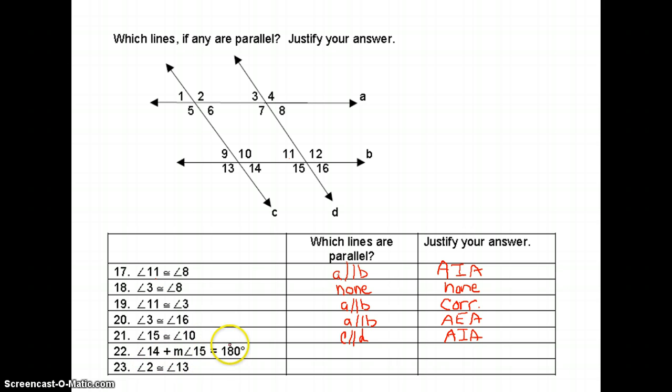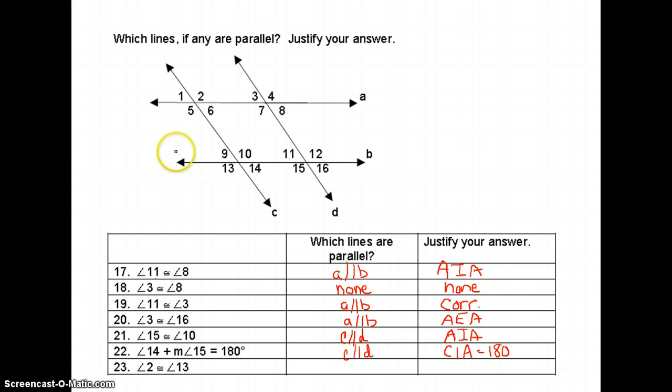22. 14 plus 15 equals 180. Here's 14. Here's 15. They add up to 180. We know that those angles are consecutive interior angles between C and D on the same side of the transversal. So that does prove that C and D are parallel, and they're consecutive interior angles. So CIA equals 180. The two lines we're talking about are C and D.